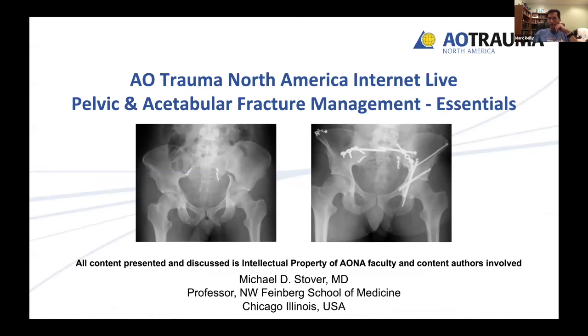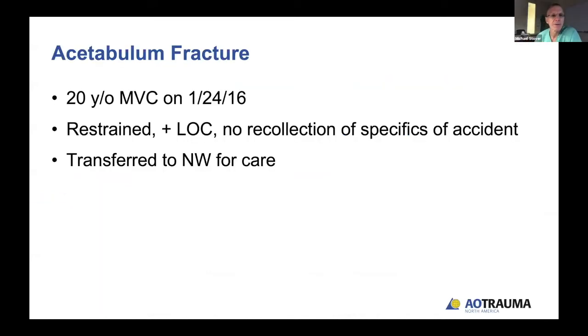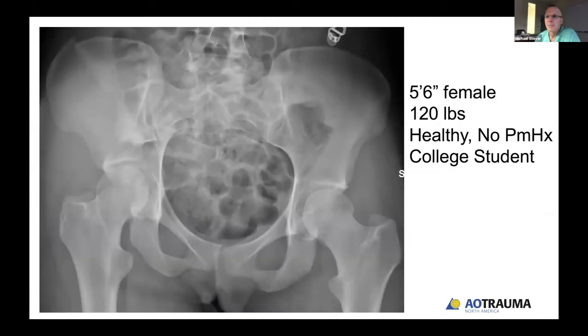Okay, so we're going to go over a specific fracture type that we can cover. This is a 20-year-old female who was injured back in 2016, restrained, loss of consciousness, no recollection of the specific events of the accident. She was transferred to our facility for further care. She's a relatively small lady, healthy, no other associated comorbidities. She has really no associated injuries with this. The head injury was rather brief and resolved.